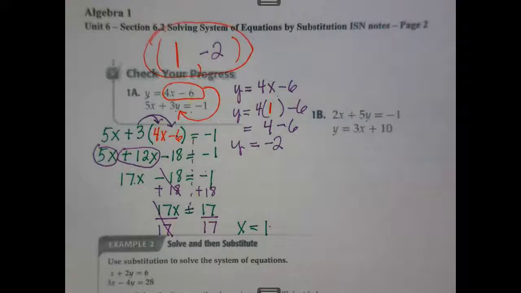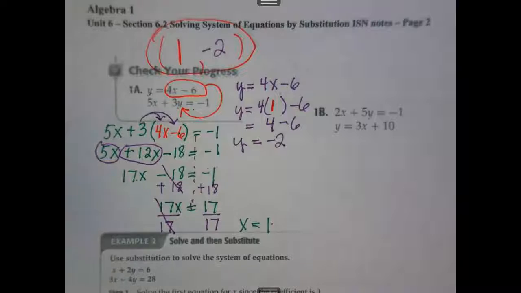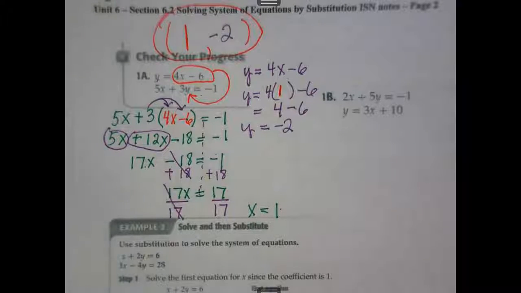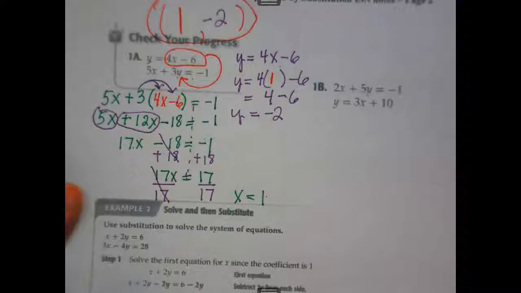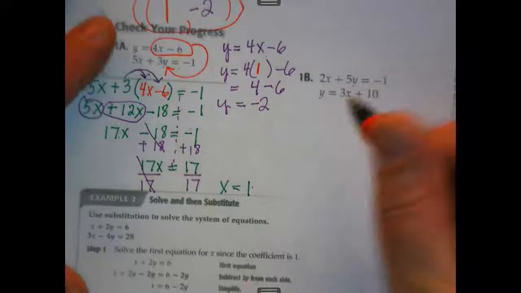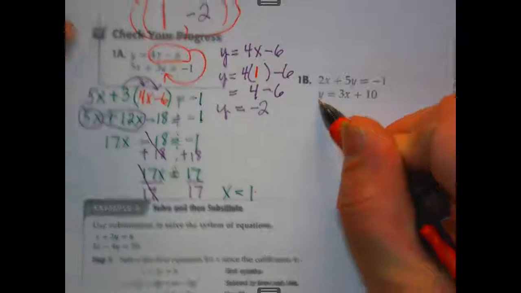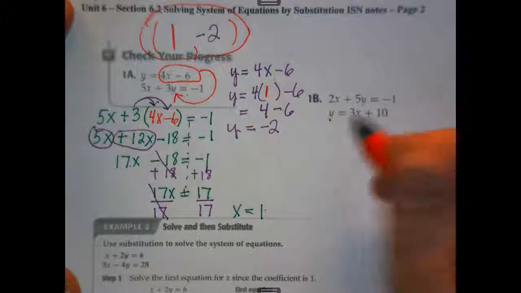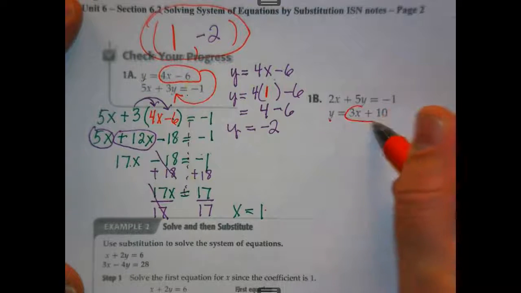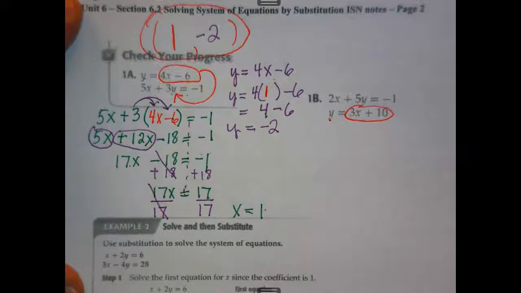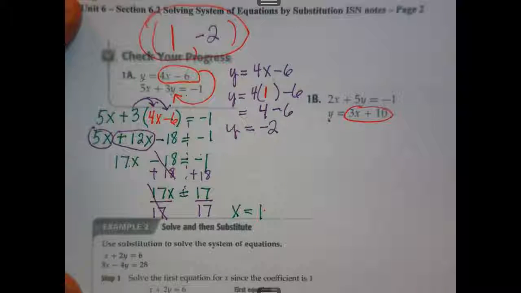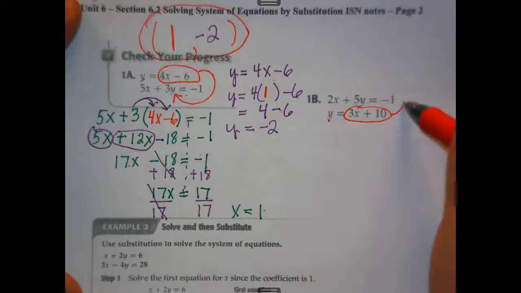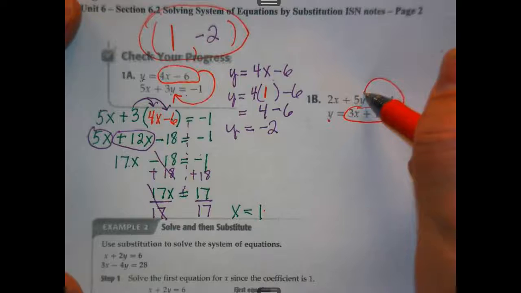Let's do another one. Let's do the next one, 1b. See, I have y solved for already, so I don't have to solve for a variable. Y equals 3x plus 10. So I'm going to substitute it in the other equation where the y is.